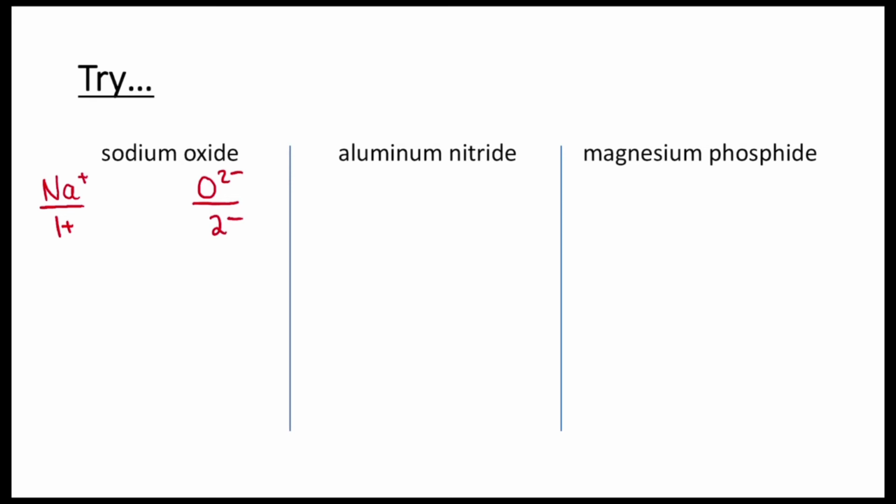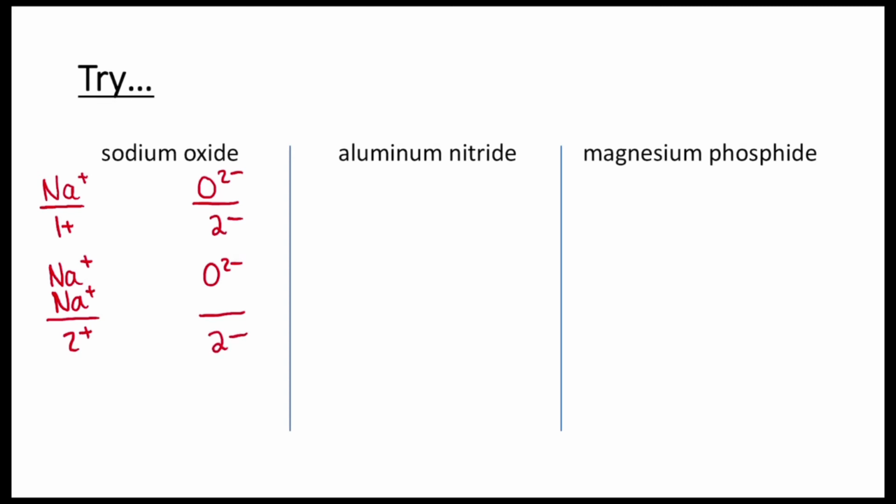So now we need to think, okay, how can we balance this out? O2- already has the 2- charge, but can we make sodium into a 2+ charge? So we already have one of these, but if we add a second one, we now have a 2+ charge to balance out our 2- charge.